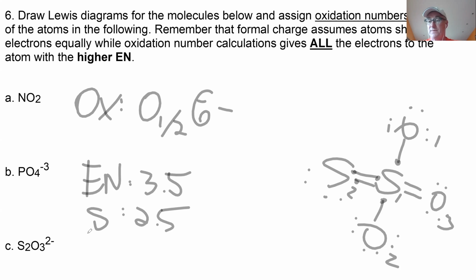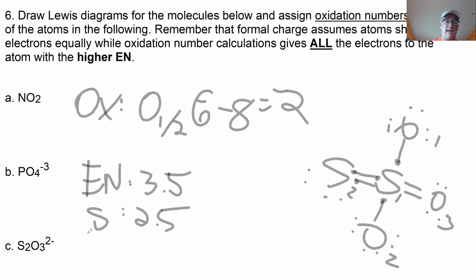So oxygen gets to keep all those shared electrons. For oxygens 1 and 2, how many electrons does it get to keep for itself? 8, right, because it's got 3 lone pairs, that's 6, and it's got a single bond, that's 2 more, so 8. So it has an oxidation number of -2, both of them.